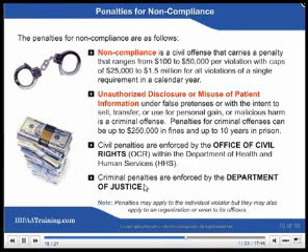Unauthorized disclosure or misuse of patient information under false pretenses or with the intent to sell, transfer, or use for personal gain or malicious harm is a criminal offense. Penalties for criminal offenses can be up to $250,000 in fines and up to 10 years in prison.